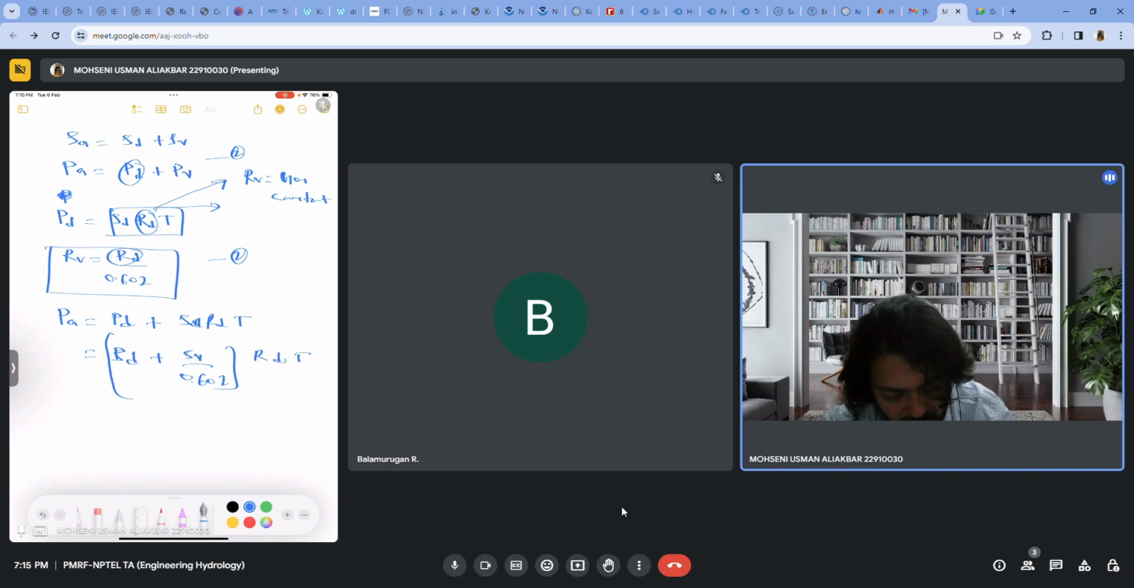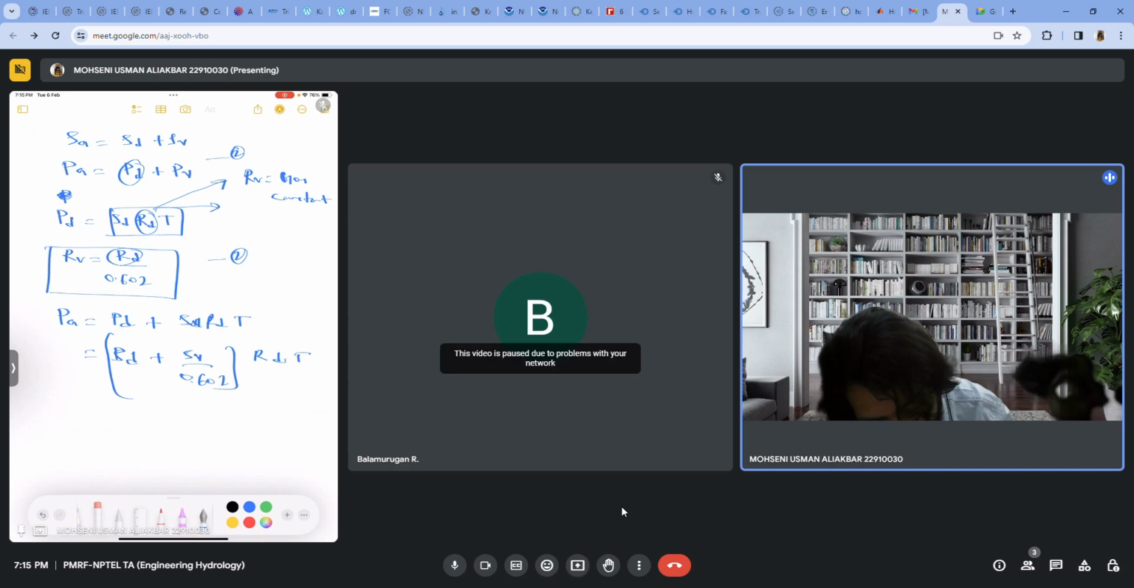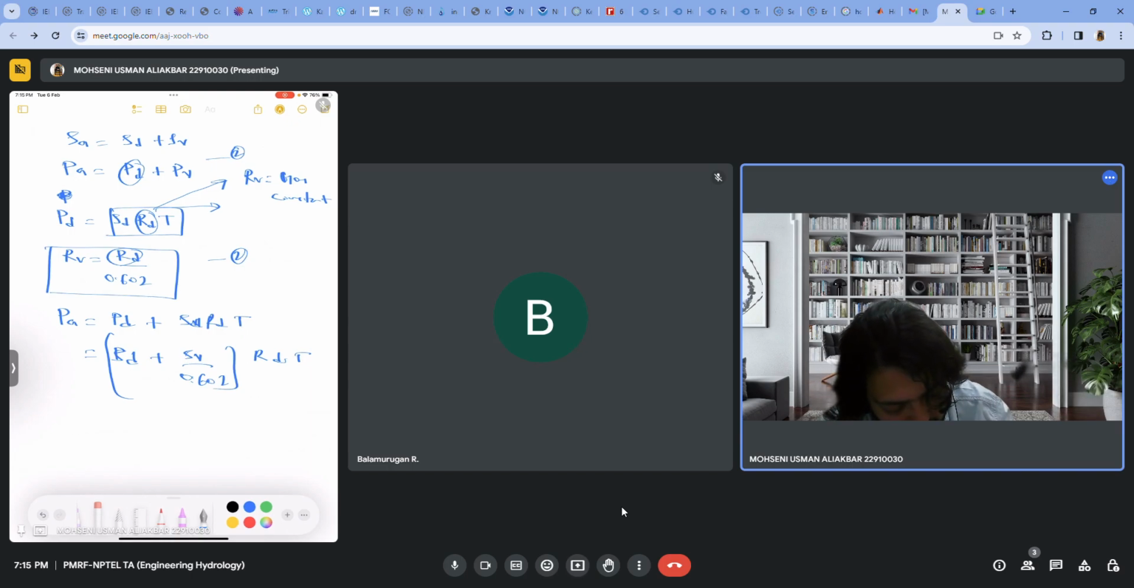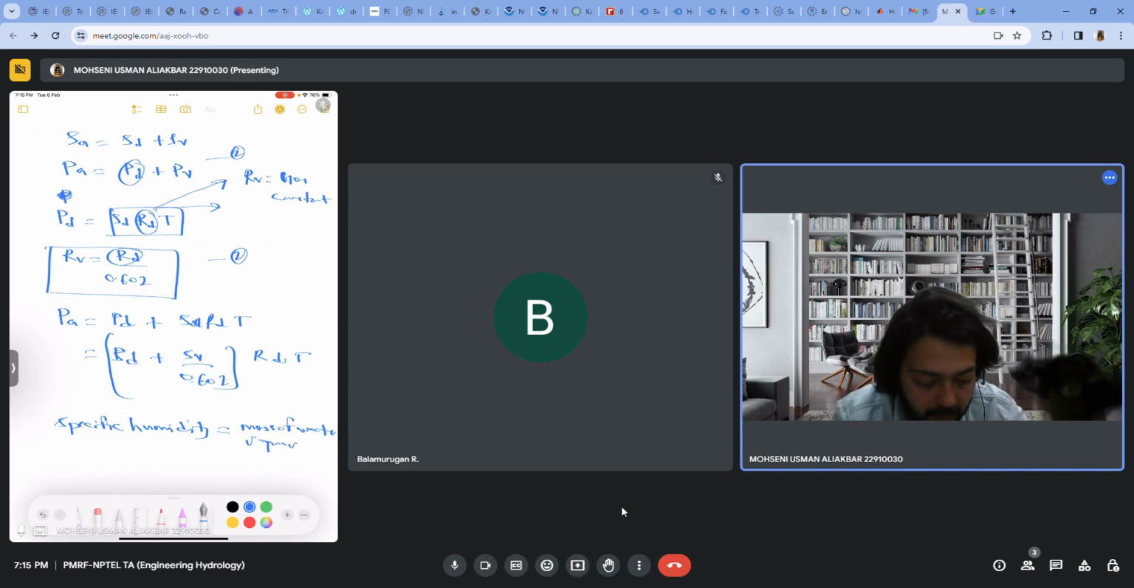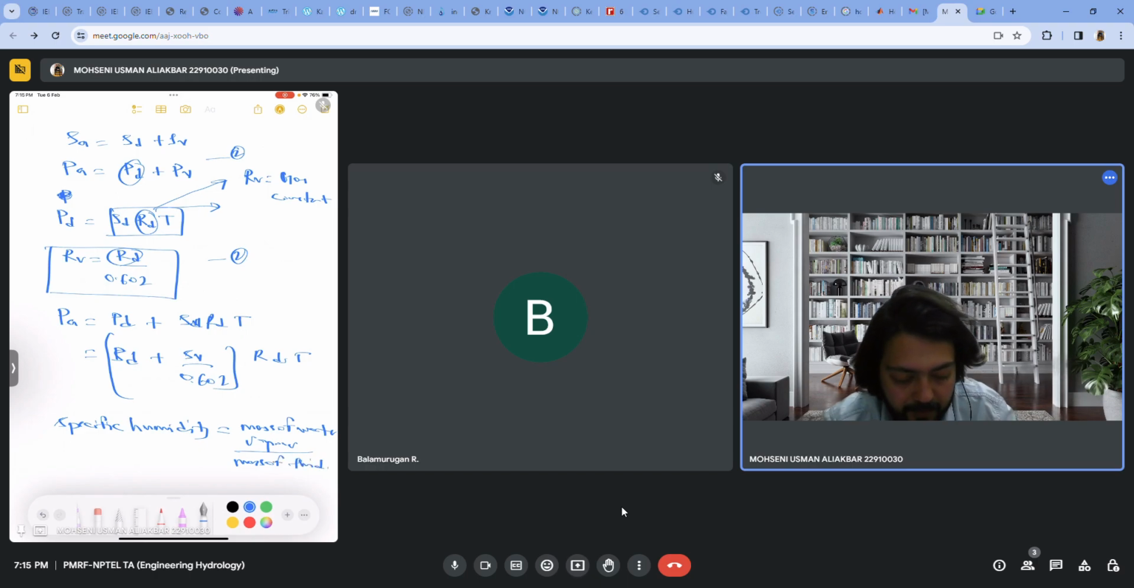Now why we are doing all these things? Because we want to know an equation for specific humidity. We have derived before the formula of specific humidity. What is specific humidity? It is nothing but mass of water vapor divided by mass of fluid. So we want to get an equation so that if we have some numerical problem where we are supposed to get specific humidity, we can use that equation.